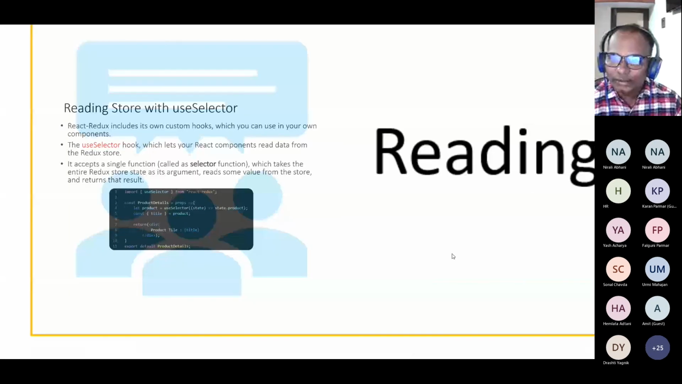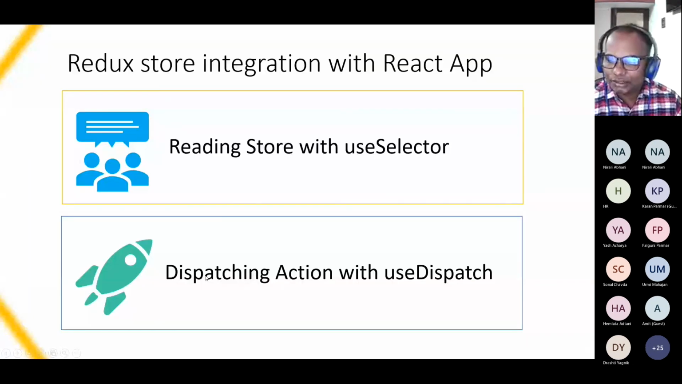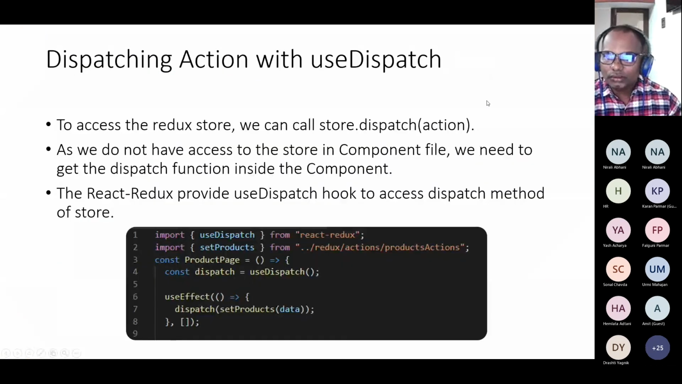Similarly, if you want to trigger an action to change something in the store: first of all, we read the data. Now we are dispatching the action, so that while dispatching it, you change the store value. For that, dispatch is the method. That method takes an action.